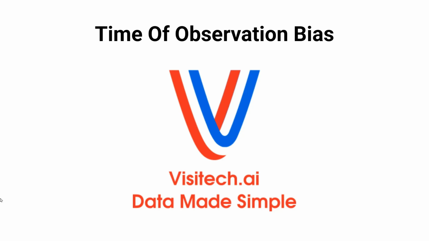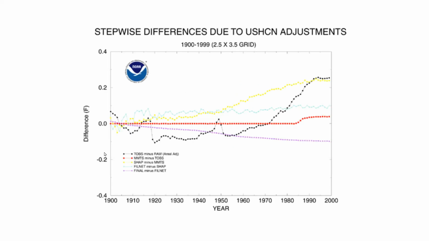In this short video, I'm going to show you how to use Visitech to quickly analyze a difficult scientific problem. In this case, it is time of observation bias we will be analyzing, and I will explain it as we go along. This graph is from NOAA and shows how they believe time of observation bias affects temperature records.